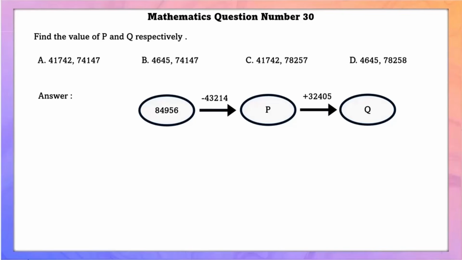Mathematics question number 30. Find the value of P and Q respectively. 84,956 minus 43,214, and P is 41,742. From the value of P, if we add 32,405, we get the value of Q, that is 74,147.